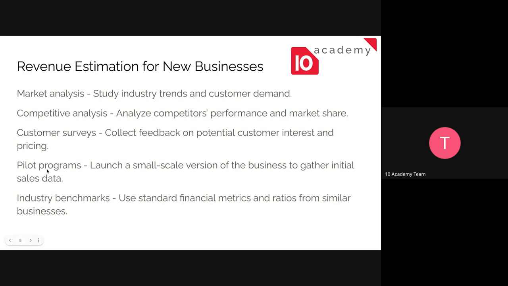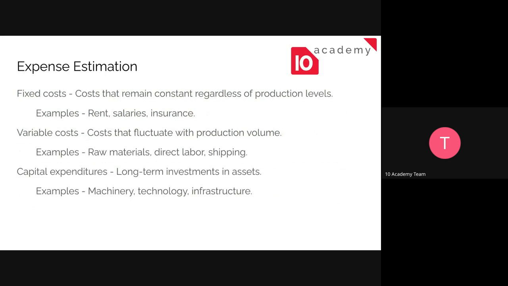A pilot program, which is just launching a small version of your product into the market and gaining insights from your customers. And when you are building the bigger company, you're going to be implementing what you have found from there. Industrial benchmarks, this is using standard financial metrics and ratios from similar businesses. Is it clear so far, guys?